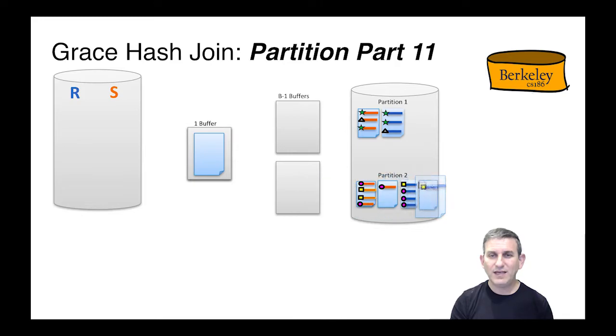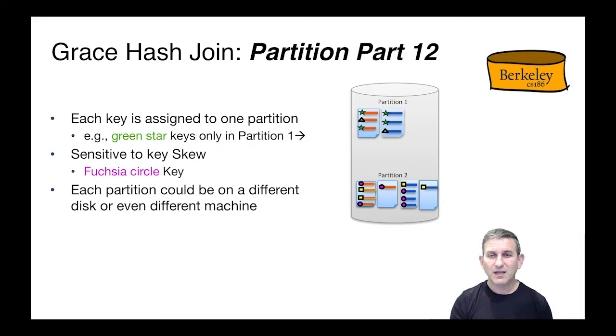And so you can see we have divided our problem into separate partitions that we can now join up using essentially naive hash join in the second phase. Note that each key in the first phase, in partitioning, is assigned to exactly one partition. All the green stars are in partition 1.